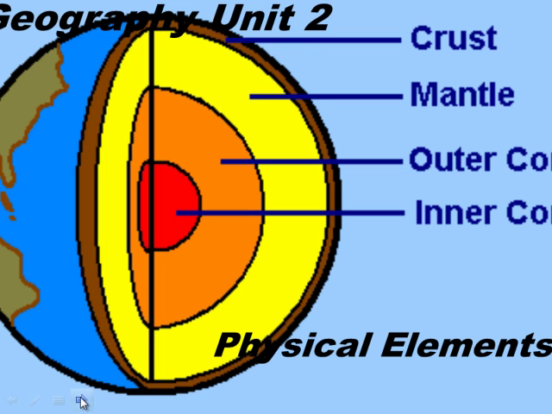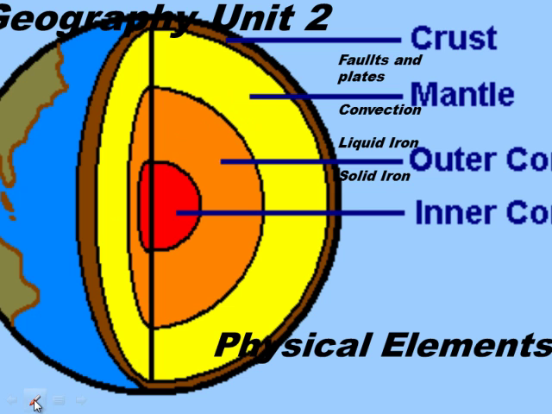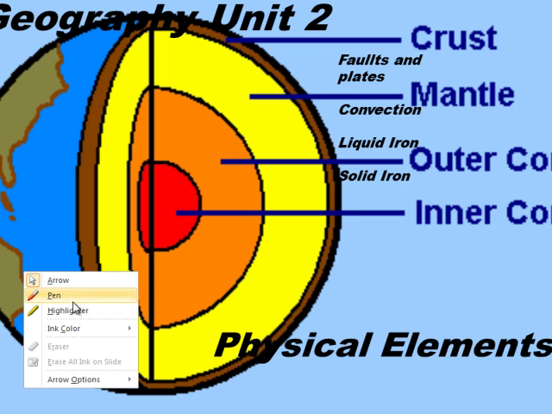And for your test, it's going to ask you what the crust is made up of, and this is where the faults and the plates are. And then the mantle is your convection area. That's this yellow area. And the outer core is liquid, and the inner core is solid iron. Liquid iron, solid iron. What's happening in here is this is all lava.